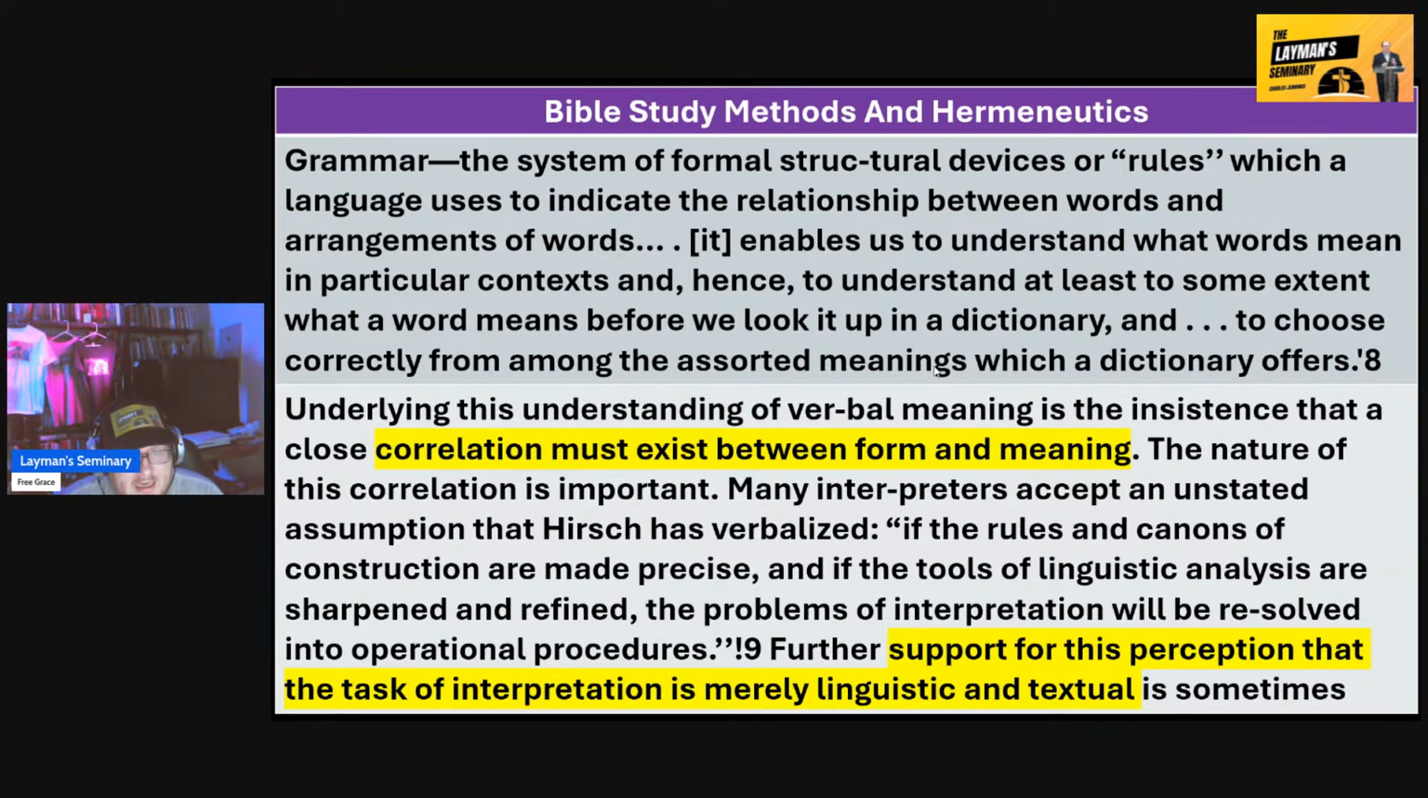Underlying this understanding of verbal meaning is the insistence that a close correlation must exist between form and meaning. The nature of this correlation is important. Many interpreters accept the unstated assumption that Hirsch has verbalized: if the rules and canons of construction are made precise, and if the tools of linguistic analysis are sharpened and refined, the problem of interpretation will be resolved into operational procedures. Further support for this perception that the task of interpretation is merely linguistic and textual. Now, this is where I think Corey Minor kind of defaults at times.